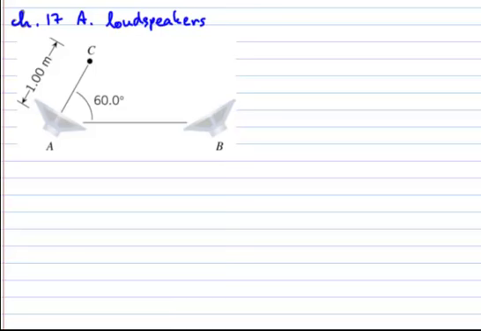Both speakers vibrate in phase and are playing a 68.6 hertz tone. The speed of sound is 343 meters per second. What is the closest to speaker A that speaker B can be located so that the listener hears no sound?